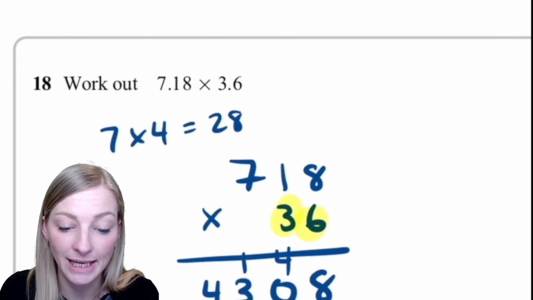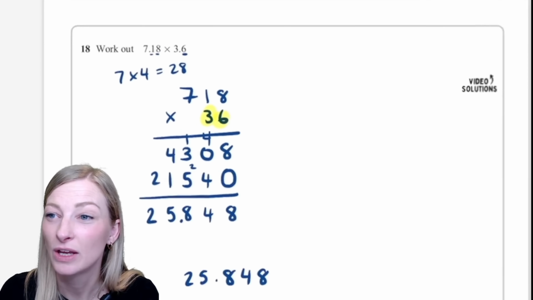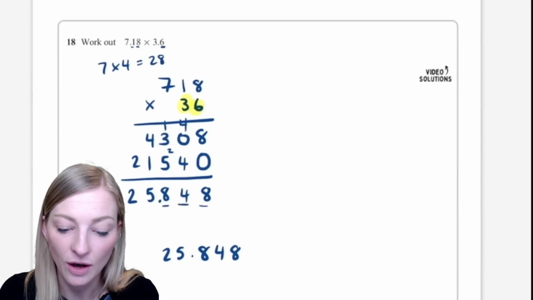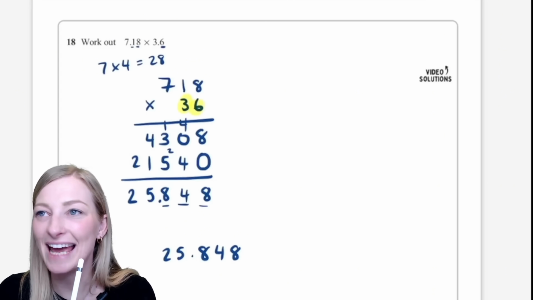I can also see that there are 3 numbers after the decimal point in the question. So there is going to be 3 numbers after the decimal point in the answer. That way is a bit of a cheat, but that works. So then let's do it the other way.